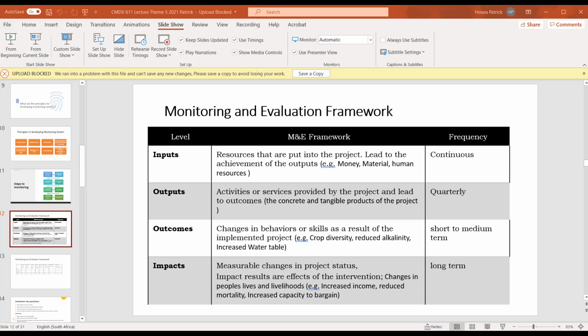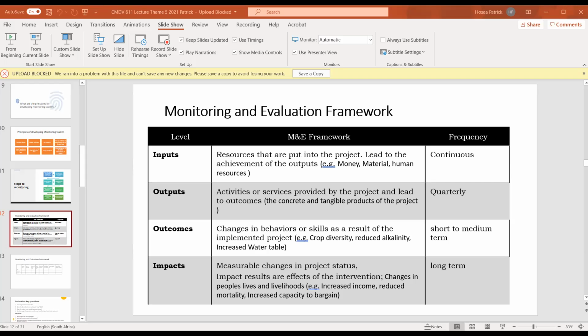And then when it comes to the outputs, we've discussed outputs already. They are the activities that are provided by the projects, which lead to the outcomes, right? The outputs of the project are the immediate results of our inputs. The frequency of those can be quarterly, it can be weekly, depending on the project we are carrying out. It can be monthly and the likes. So basically, that is the output.